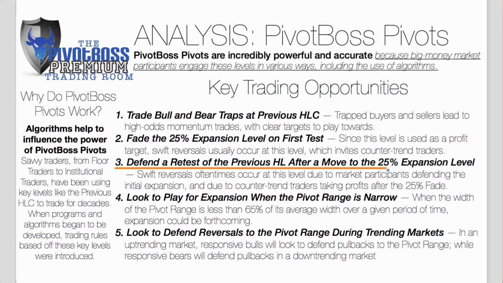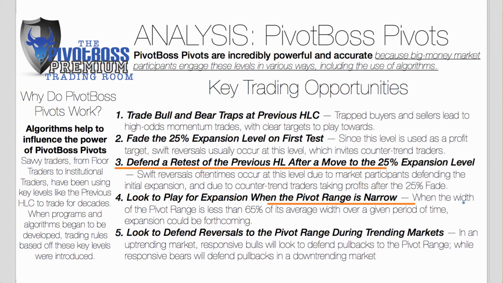Because very similar to fading the 25% level, when price comes back to the previous range, you're usually going to see defenders come in and defend that zone. And then you're also going to see profit taking of those that took the 25% fade. So you're going to get a double dose of selling or buying at that level, depending upon market direction. Number 4, look to play for expansion when the pivot range is narrow.